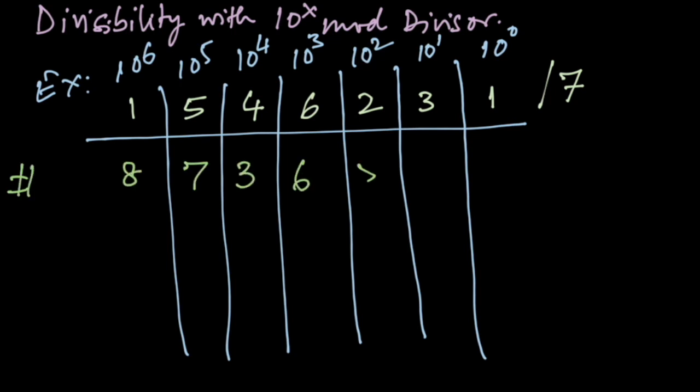Now suppose we have to find out whether 8736524 is divisible by 7 or not.